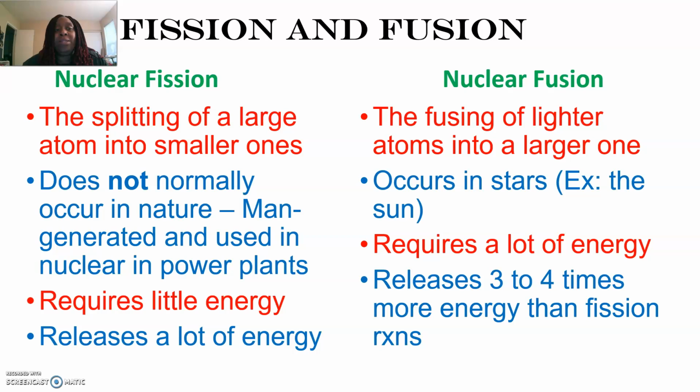So what I want you to get out of this slide, we have nuclear fission is the splitting of a large atom into smaller ones. Nuclear fusion is the fusing of lighter atoms into larger ones. Nuclear fission does not happen naturally. Nuclear fusion happens naturally, happens in stars, things like that. The other one is nuclear fission requires little energy, while nuclear fusion requires a lot of energy. Nuclear fission releases a lot of energy, but nuclear fusion will release 3 to 4 times more energy than any fission reaction. Okay? So that is the end of your introduction to nuclear chemistry, and this is part 1.